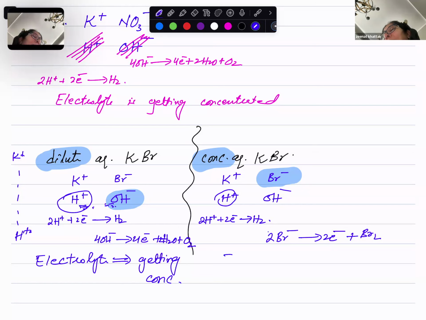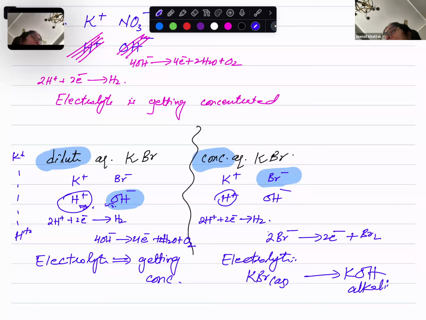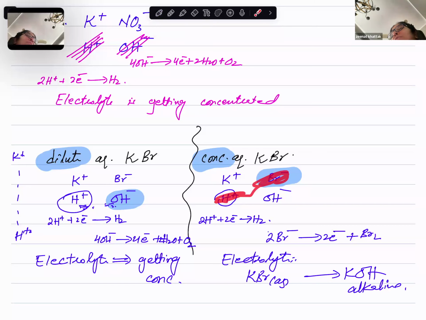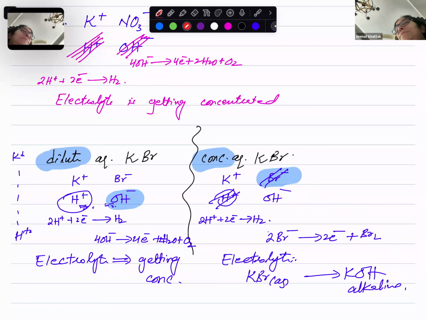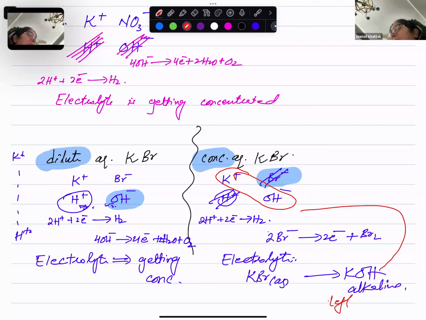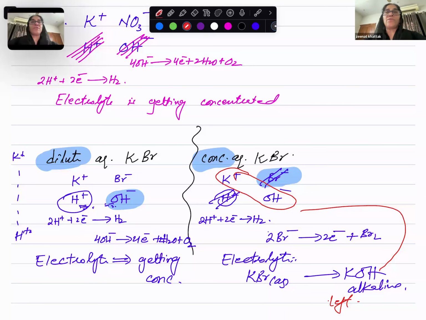But here, the electrolyte, which was initially aqueous KBr, is turning into what? KOH. Why? Because H plus and bromide are removed. So KOH is left. An alkaline solution.